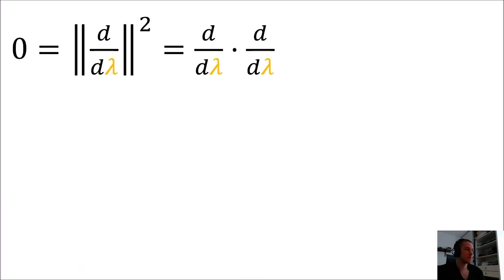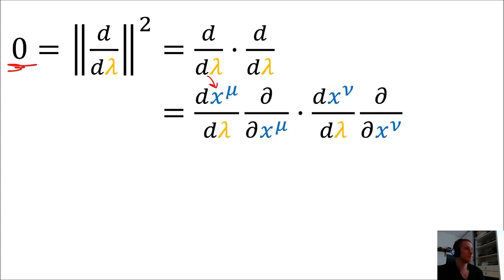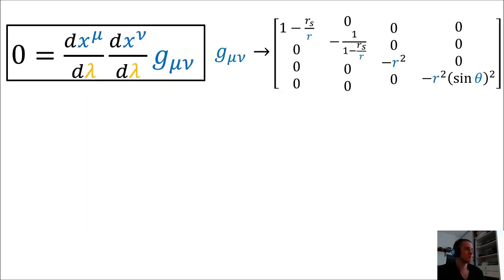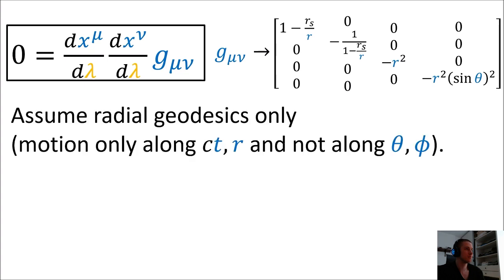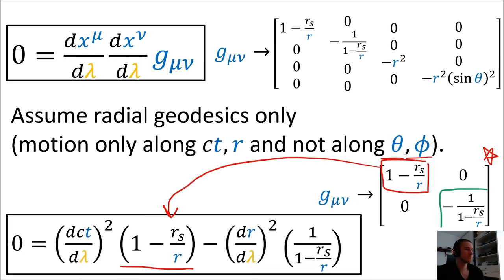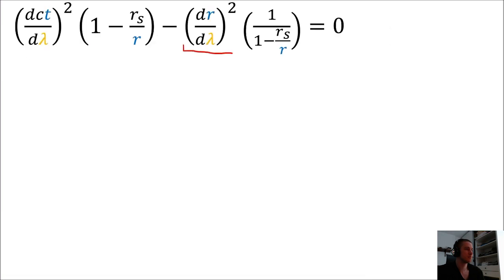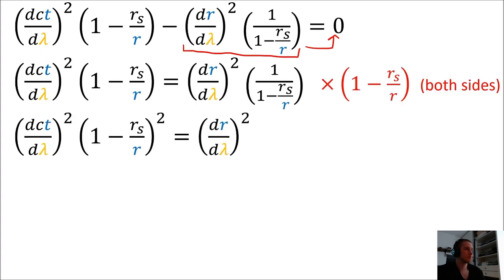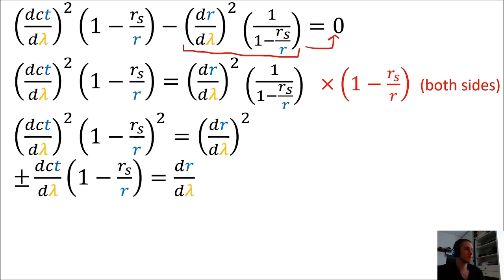So if we take the squared length of the tangent vector to be 0 and expand in terms of spacetime coordinates, we get this formula with the metric. Normally the metric is 4 by 4. But if we assume radial motion only, we can ignore the theta and phi coordinates and assume a 2 by 2 metric, which gives us this formula if we plug in g_tt and g_rr. If we move this term to the other side, then multiply both sides by 1 minus rs over r, we get this, and we can take the square root of both sides to remove the squares, and get a plus or minus sign.